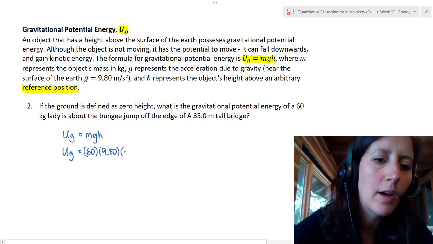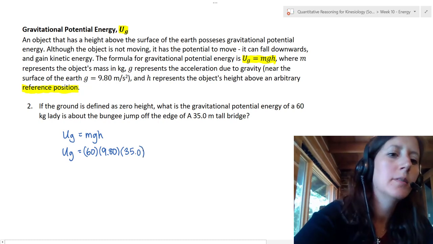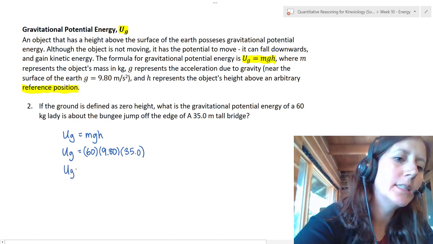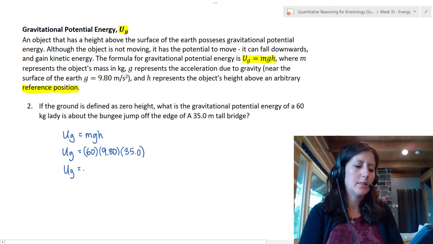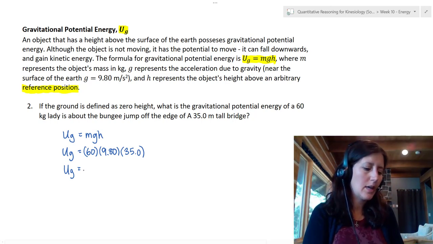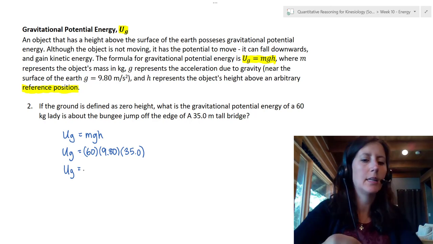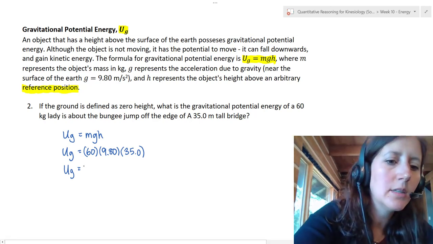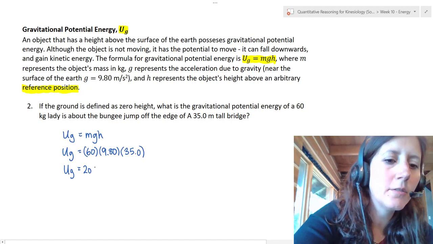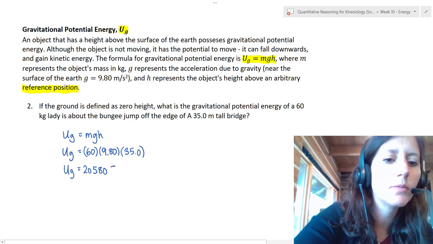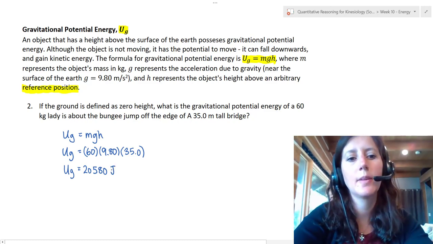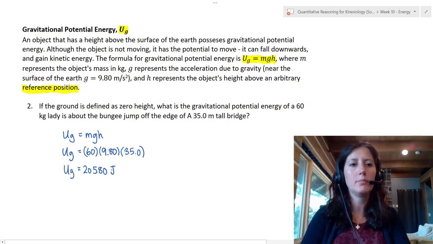So 35 meters. All right, and now I just have to plug this into my calculator. 60 times 9.8 times 35, and I get 20,580. Again, this is units of energy, which is the joule. All right, and that's it.